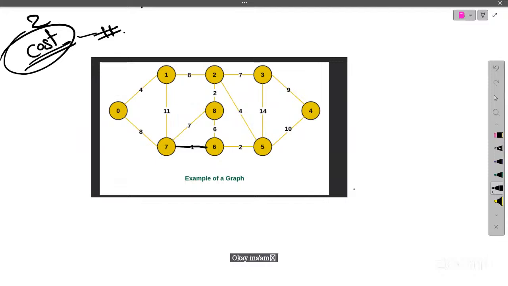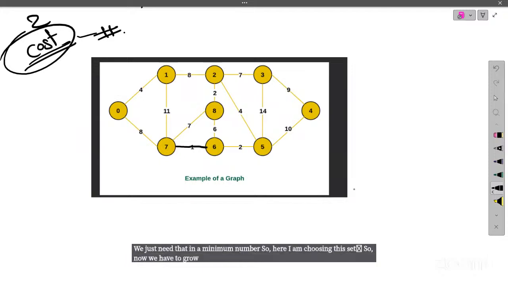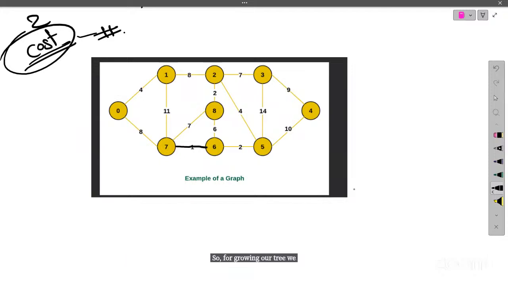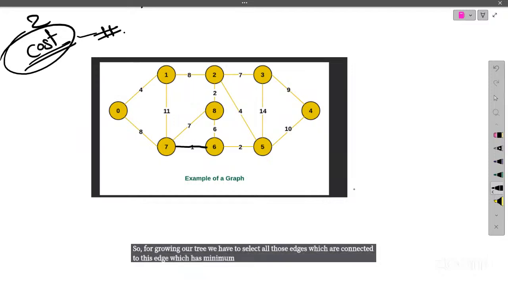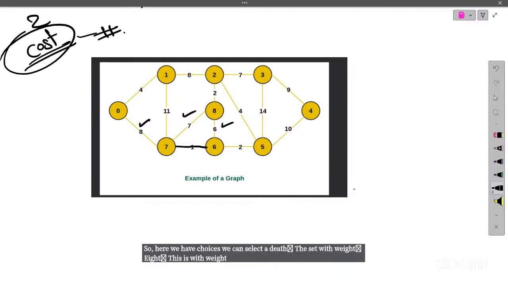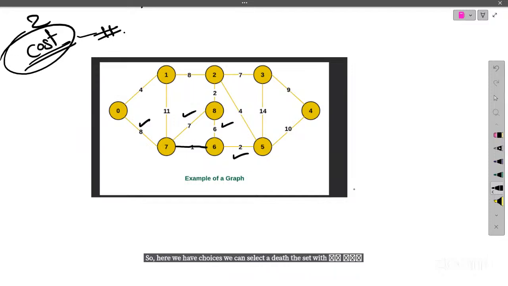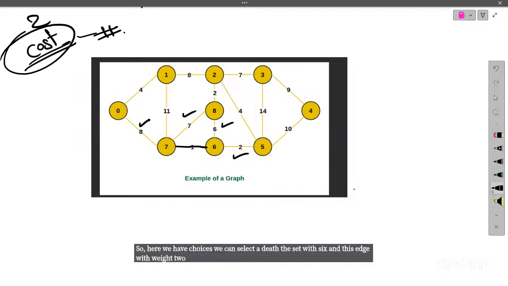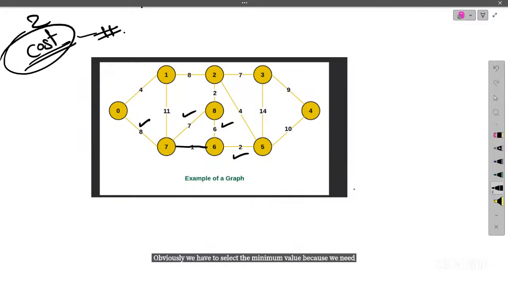So here I am choosing this edge. Now we have to grow our tree. For growing our tree, we have to select all those edges which are connected to this edge, which has minimum cost and won't create a cycle. That's the general method of Prim's algorithm. So here we have choices. We can select this edge with weight 8, this edge with weight 7, this edge with weight 6, and this edge with weight 2. Obviously we have to select the minimum one because we need a minimal cost spanning tree.